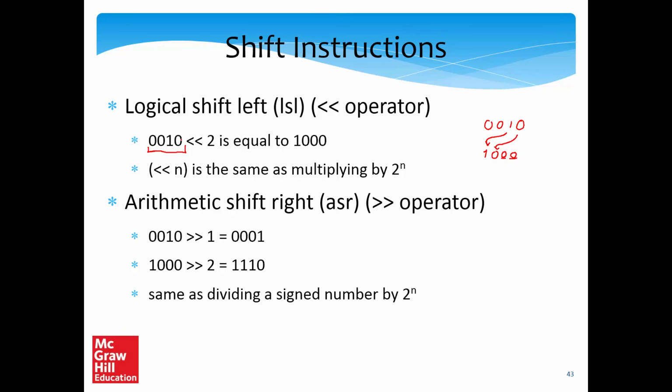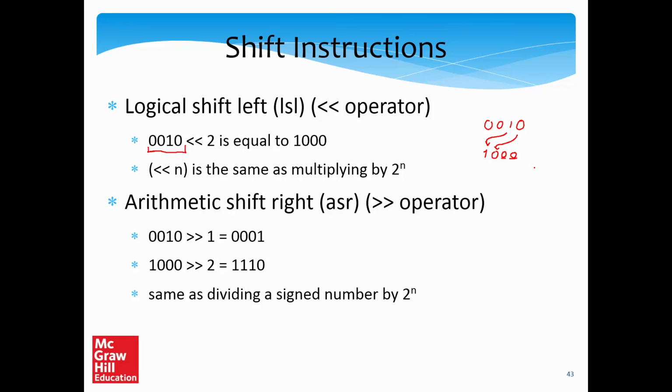We can clearly see that this number is equal to 2 and this number is equal to 8 in decimal. So left shifting by n positions basically means that it is the same as multiplying a number by 2 to the power n. Why is this the case? We shall see in some time.